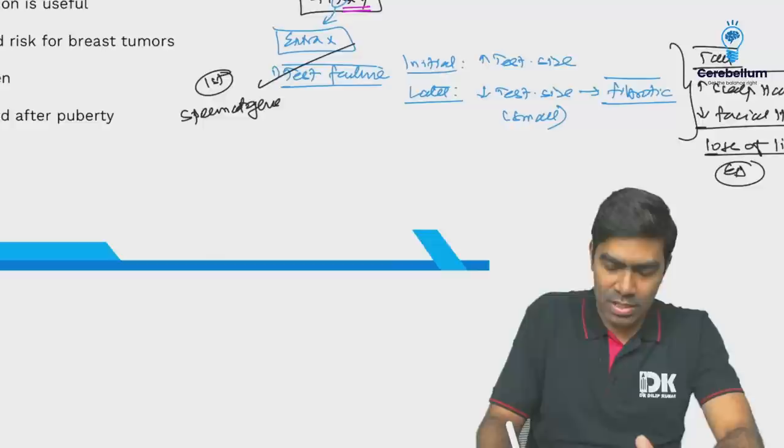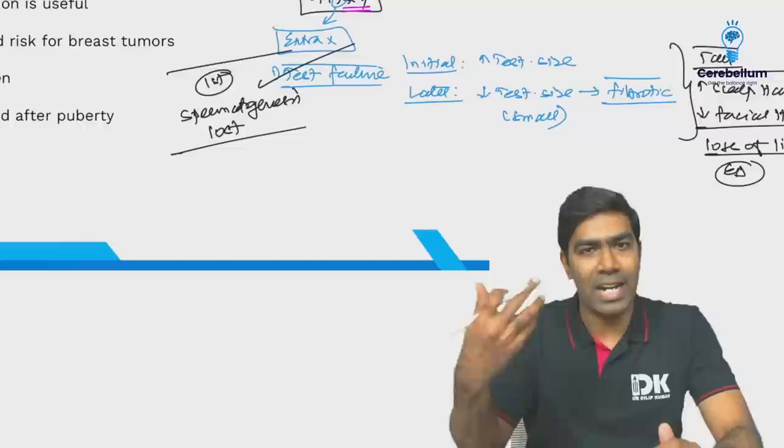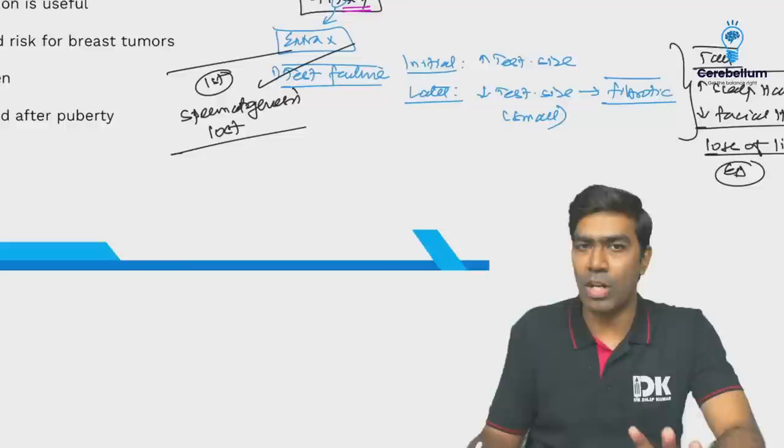First spermatogenesis will be lost, then only your testosterone production will be lost. Because who's performing spermatogenesis? Your Sertoli cells. S4S: Sertoli cells, spermatogenesis. Who's going to secrete testosterone? It is Leydig cells. Leydig cells are going to secrete testosterone. So first spermatogenesis will be lost, then only your testosterone levels will start coming down.